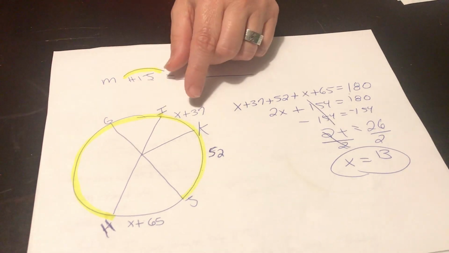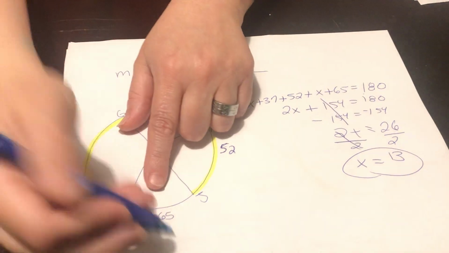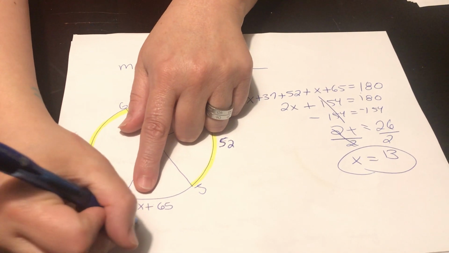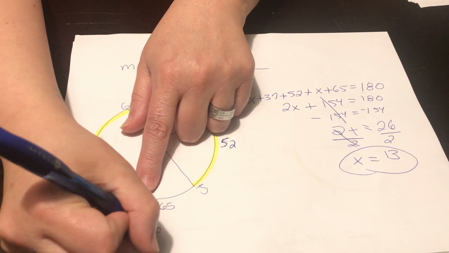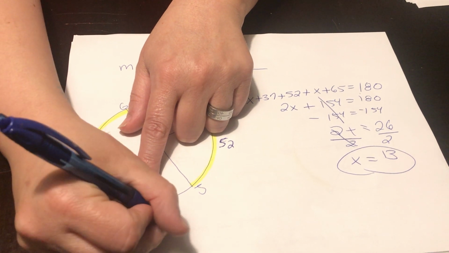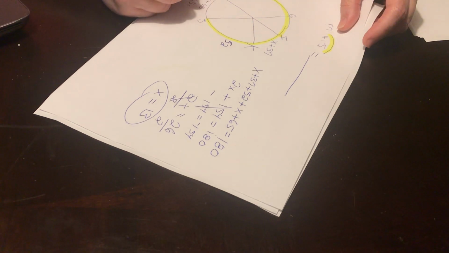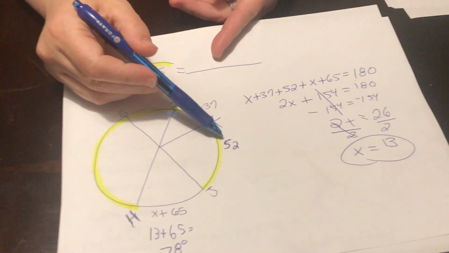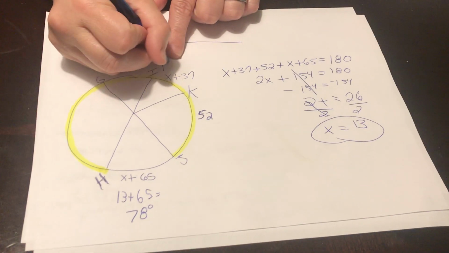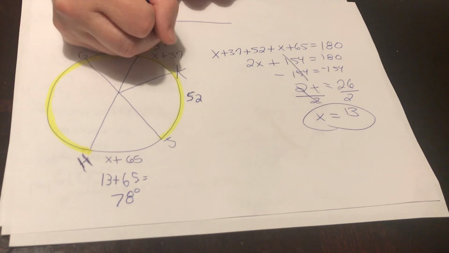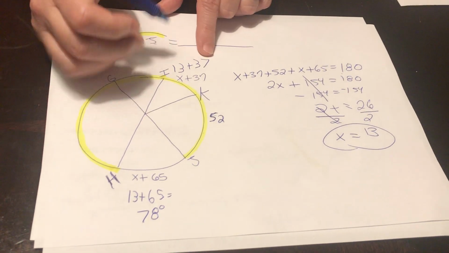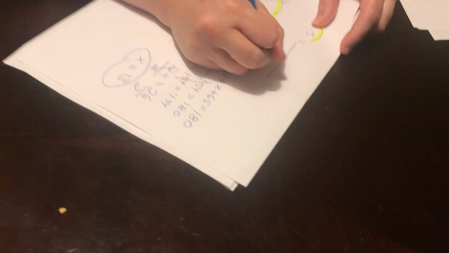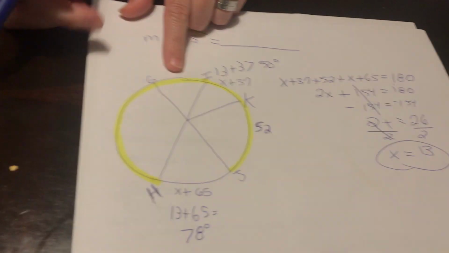Now, let's go ahead and plug in. Let's plug this in first. We know that x is 13, so we're going to do 13 plus 65, which equals 78. So this angle right here is 78 degrees. We already know this one is 52. We're going to plug in 13 right here for the x. 13 plus 37, that's 50 degrees, right? Now, we don't know this and this.